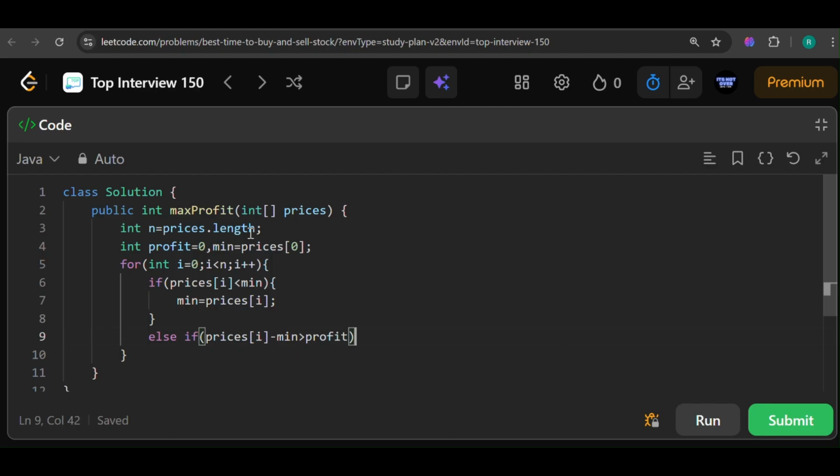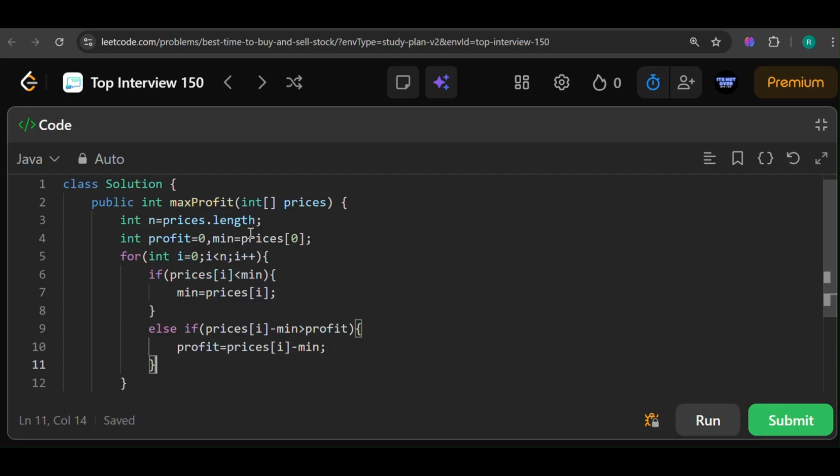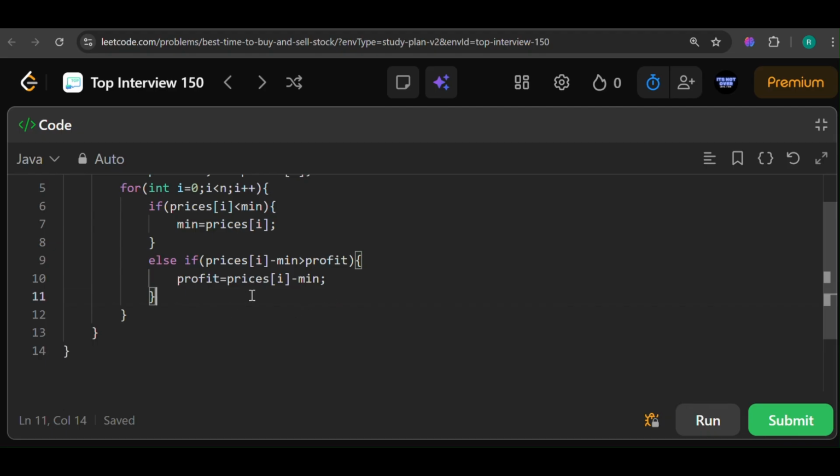Okay, initially profit will be 0. If it is greater than profit, then profit will be prices of I minus minimum. So this is my profit. Okay, here I found my profit value.